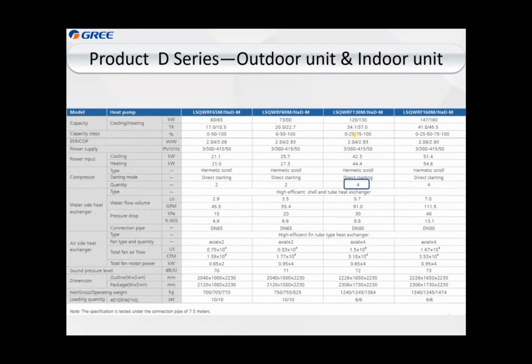Because for 130 kilowatt and 160 kilowatt, we have 4 compressors. So the minimum cooling load is 25%. But for the 65 and 80 kilowatt, we only have 2 compressors. So for the part load, the minimum is 50%. This is for the D series product.